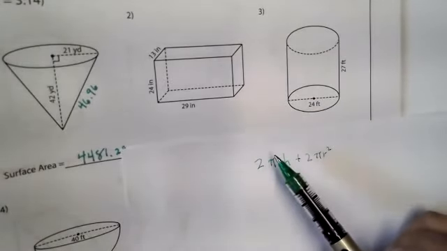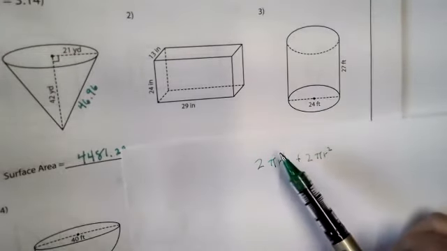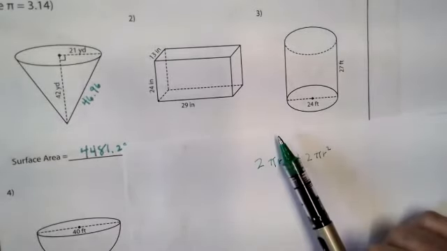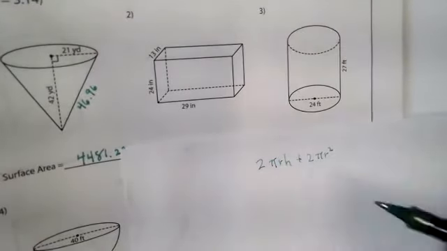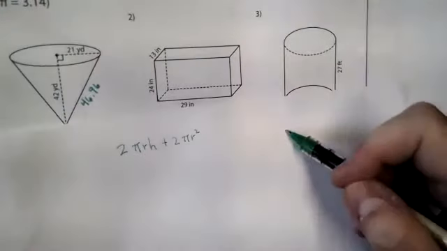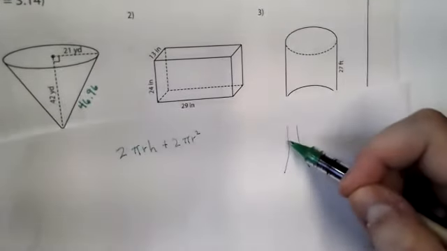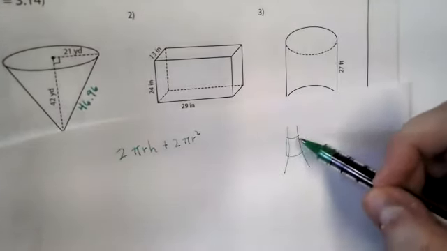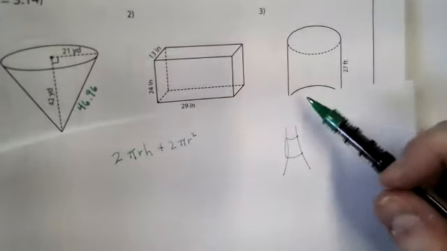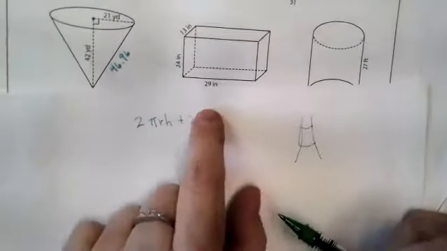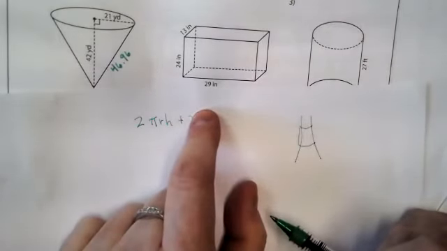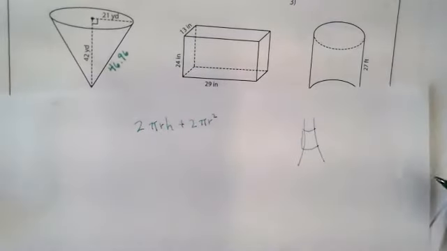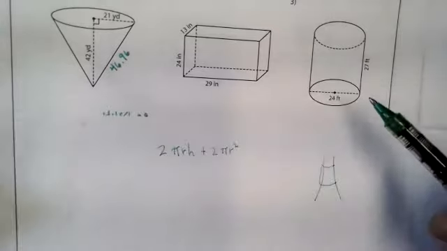If it happened to be something like a tree wrap, there is a problem on the GED math test that's free on GED.com that talks about a tree wrap. Well, when you look at a tree and they wrapped the tree, it doesn't have a top or a bottom. It's just the surface area in the center. So in that case, you eliminate this part altogether and you just do the 2 times pi times radius times height.